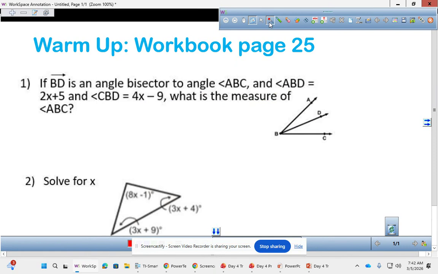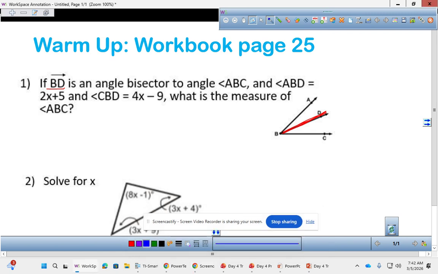So the fact that BD here is a bisector, and it's an angle bisector, means it's creating two equal angles. The only angles that could possibly be equal here are this angle and this angle. So the problem's telling you it's a bisector, so it's telling you those angles are equal. Then it says ABD is 2x plus 5, so that's this one, and CBD is 4x minus 9.